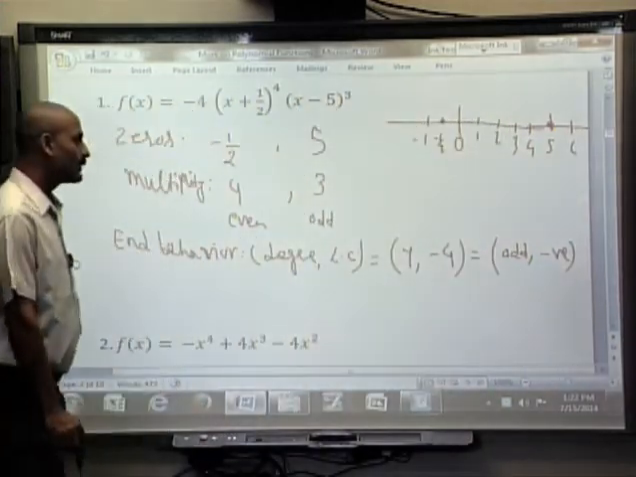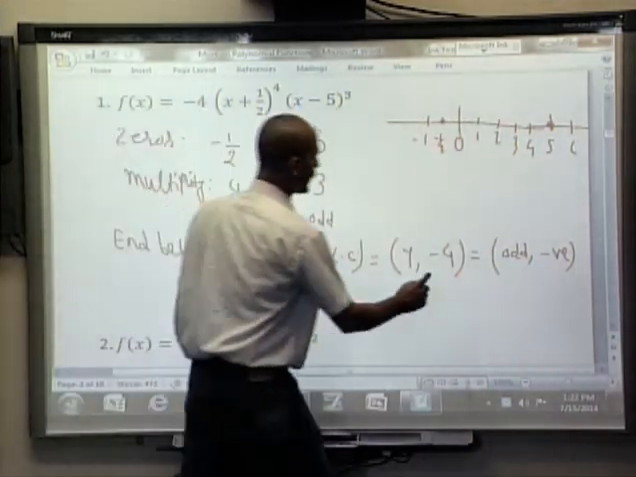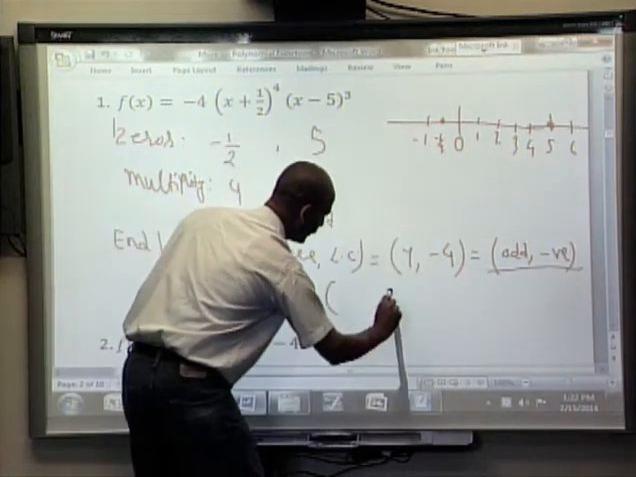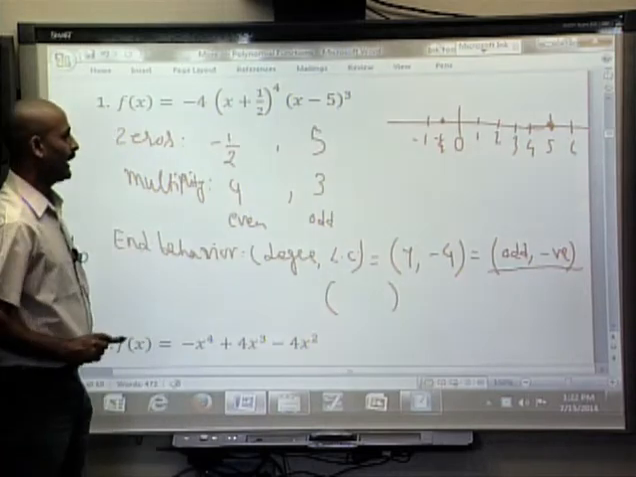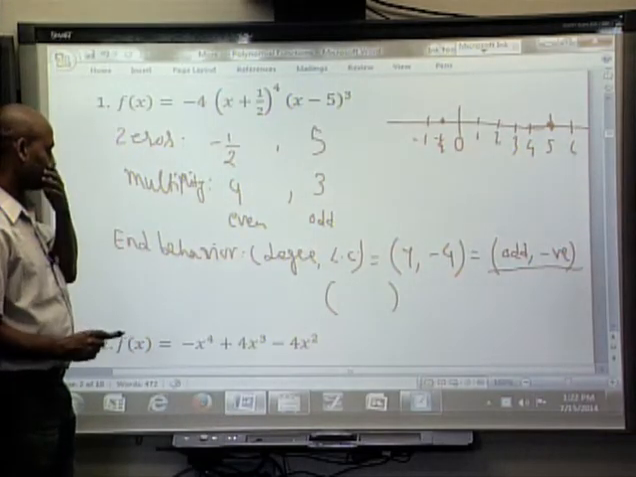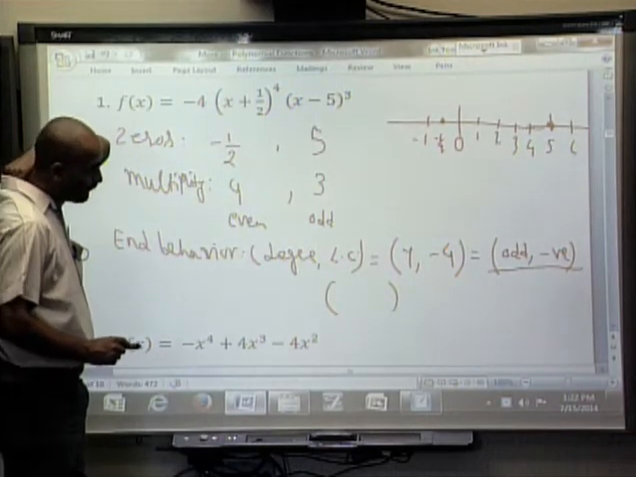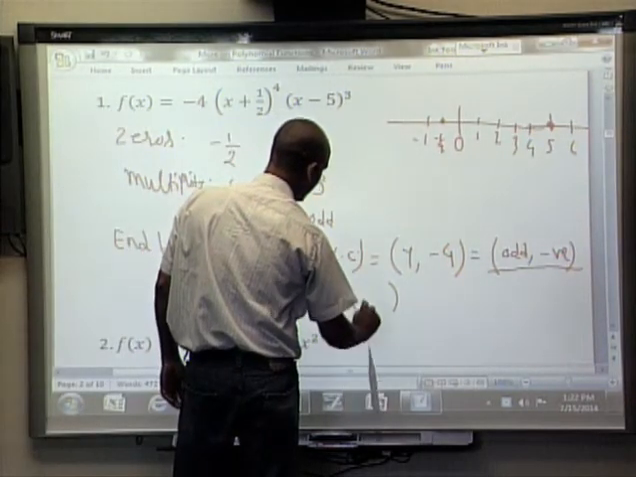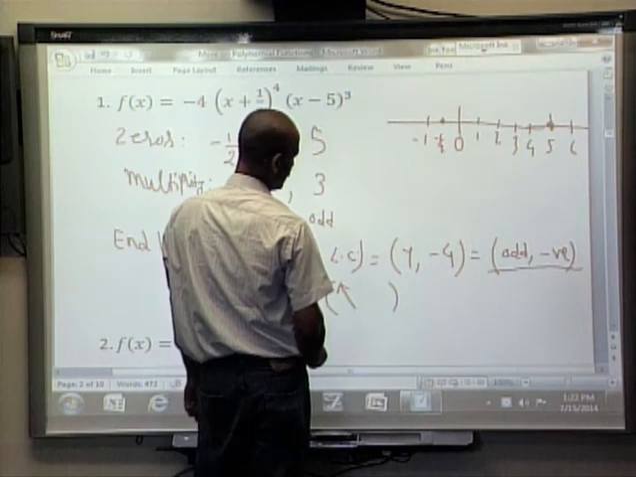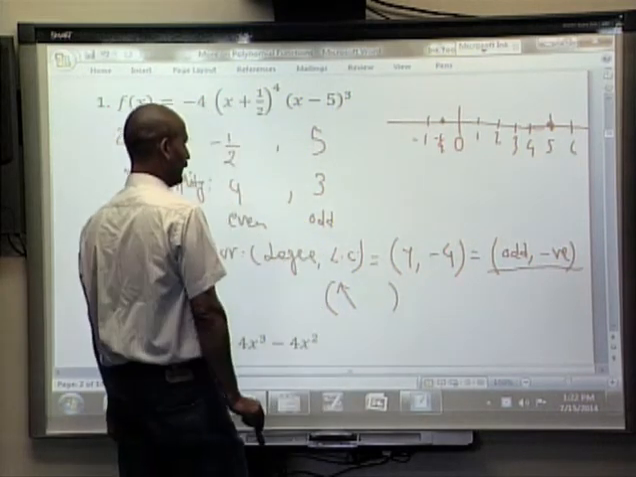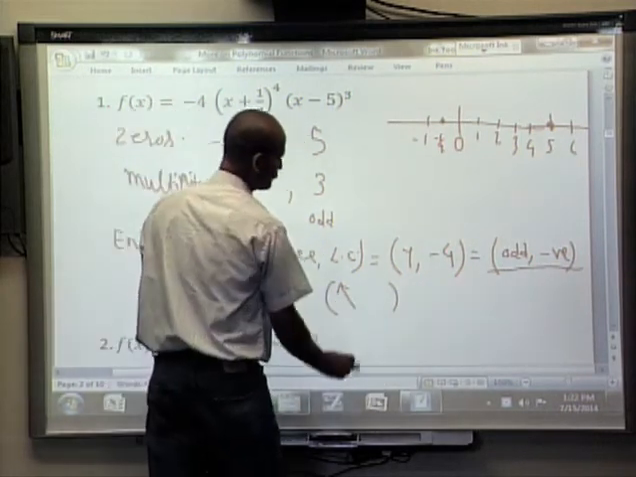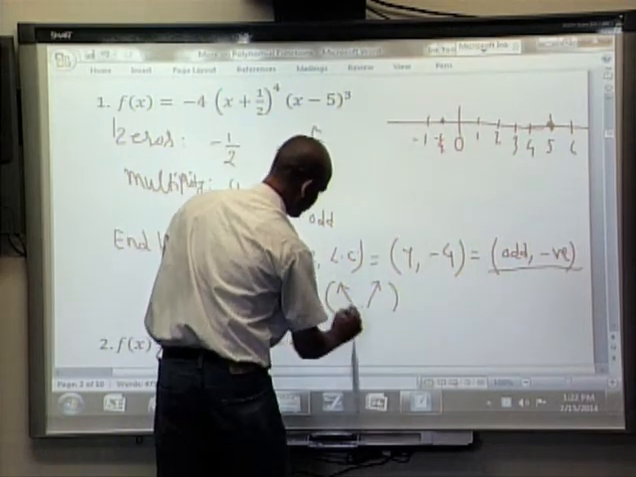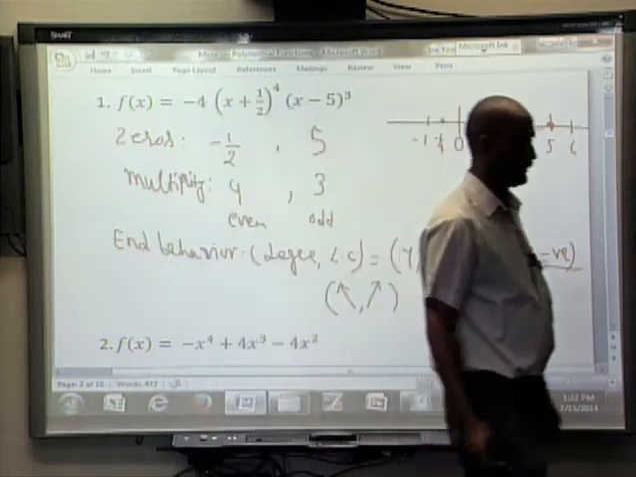So, if the degree is odd and the leading coefficient is negative, then we know that the graph should behave, should come from the positive infinity and it should go, I believe, to positive infinity. I forgot the pattern, let us check it.